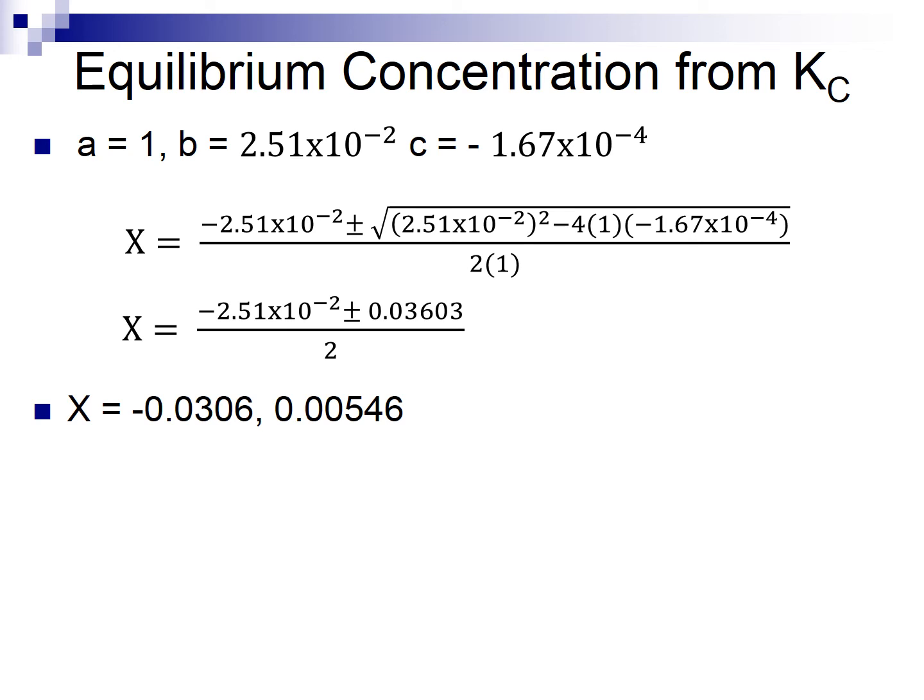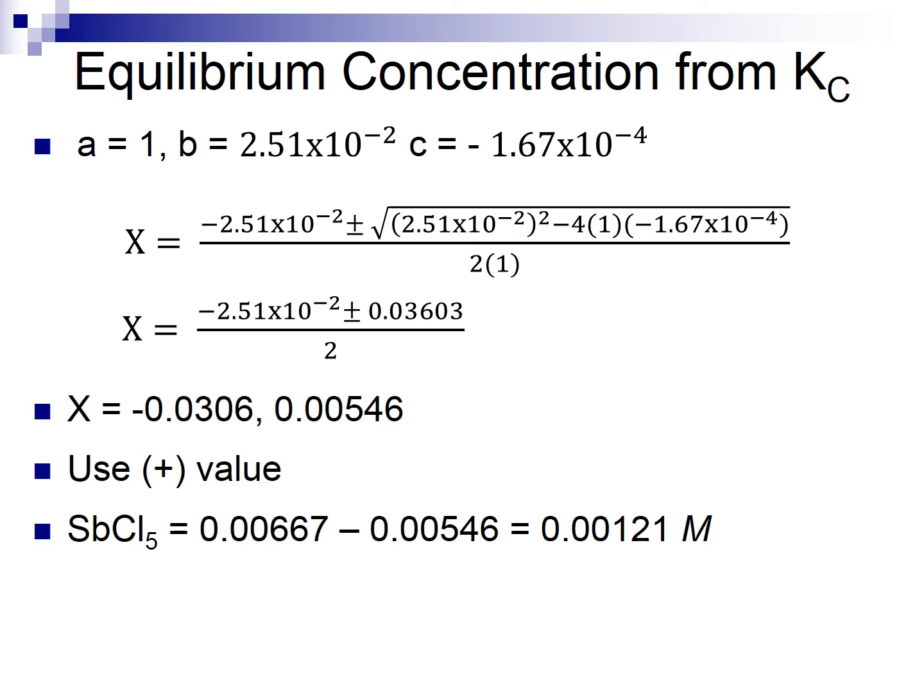I can get a value of negative 0.0306 or a value of 0.00546. I am going to select the positive value because I cannot have a negative change in my numbers of moles. I cannot have negative moles, rather. And so I'm going to use the 0.00546.